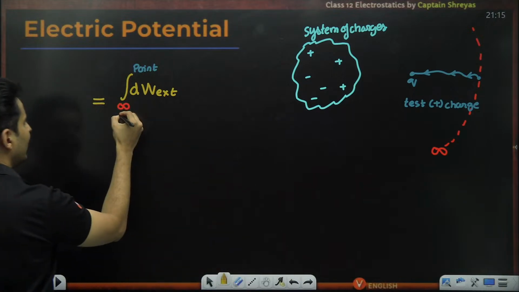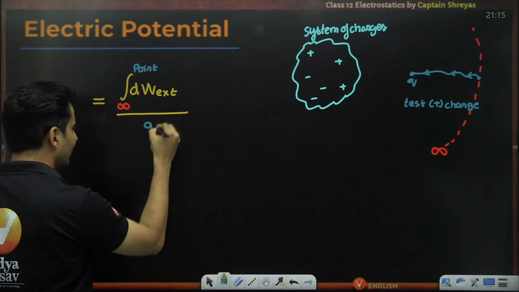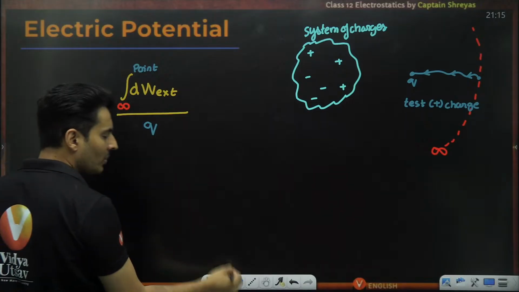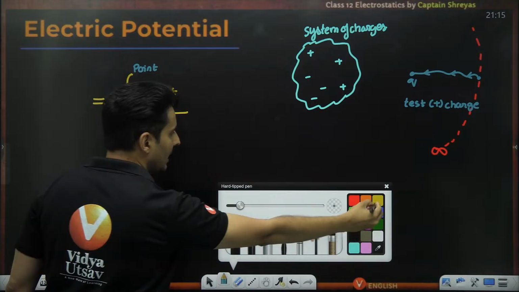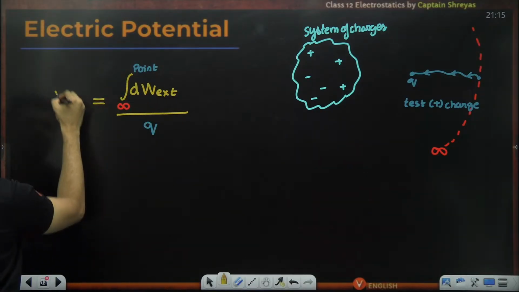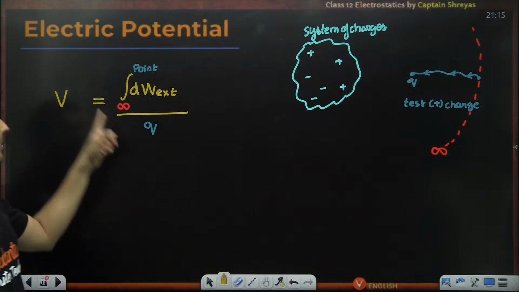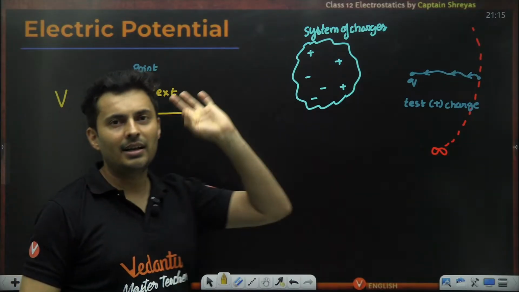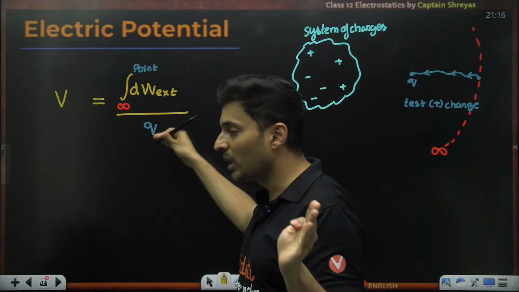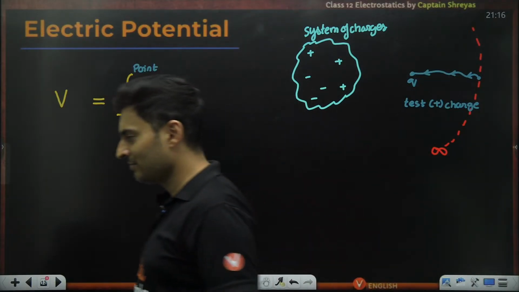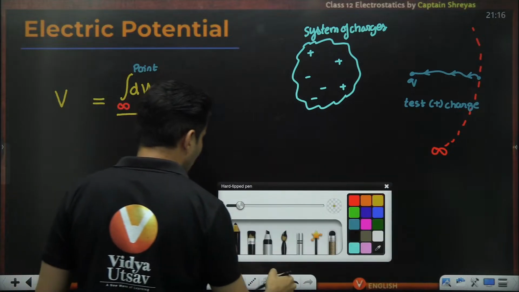But if I divide this with the charge that I am bringing, then what I will be getting is basically the potential, the electrical potential. As simple as that. So it's the same definition, but per unit charge. That's all. So this is the symbol of electrical potential.